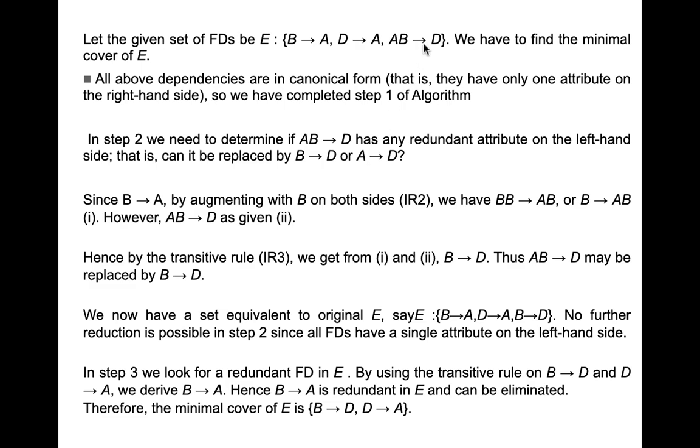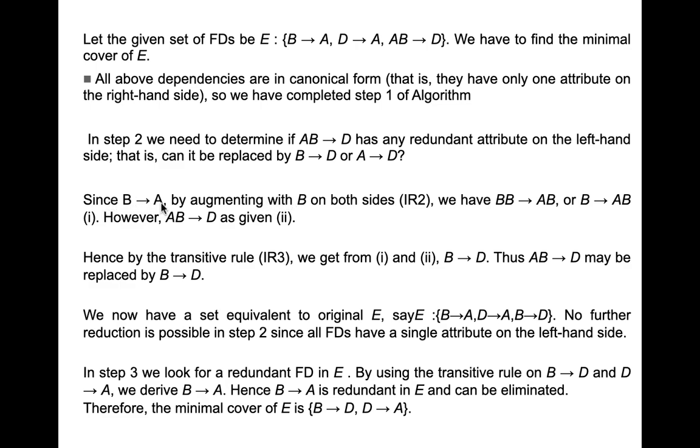So we need to see whether we can replace AB gives D by B gives D or A gives D. For that purpose, we take the already existing dependency, say B gives A. If we augment, meaning adding something on both sides, with B on both sides, this was actually the second inference rule. To understand this, you should be familiar with the six inference rules we had already discussed, that is, the Armstrong axioms.